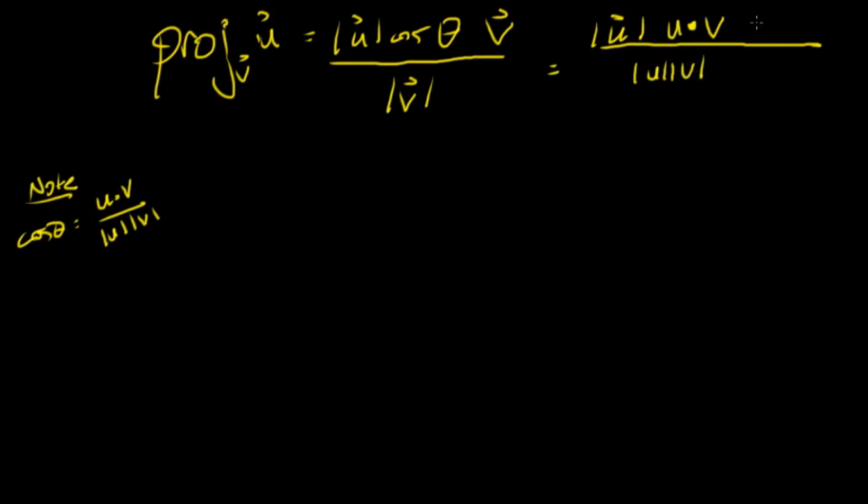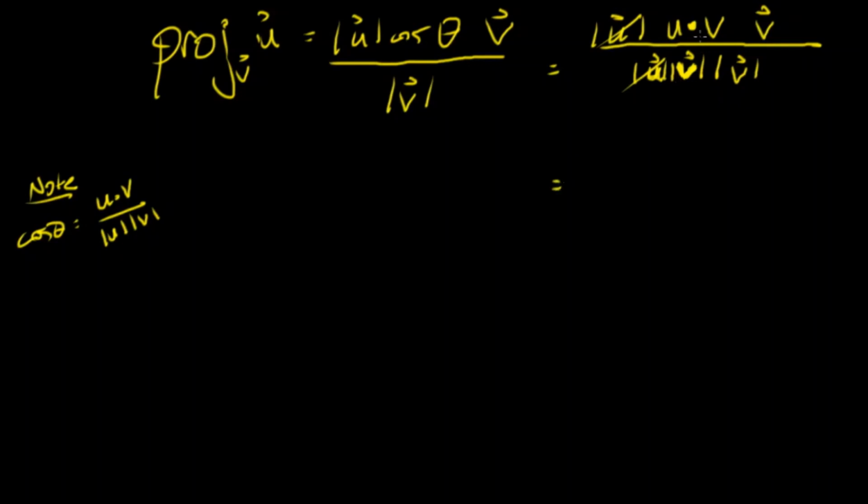And then I also have the vector v, and the magnitude of vector v. So, my u's and my v's are starting to blend together. Sorry about that. All right, so what happens here? These are numbers. The magnitude of u is a number, so those go away.